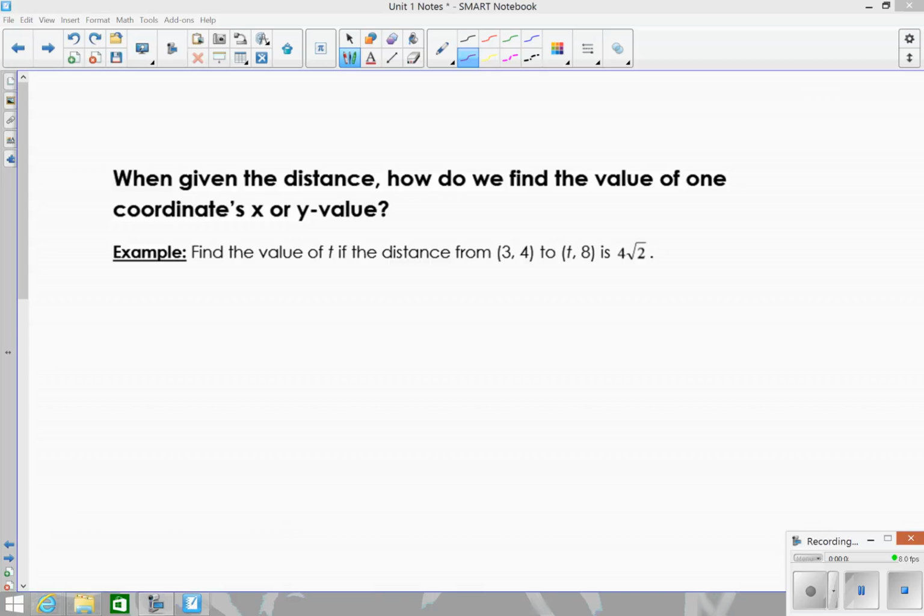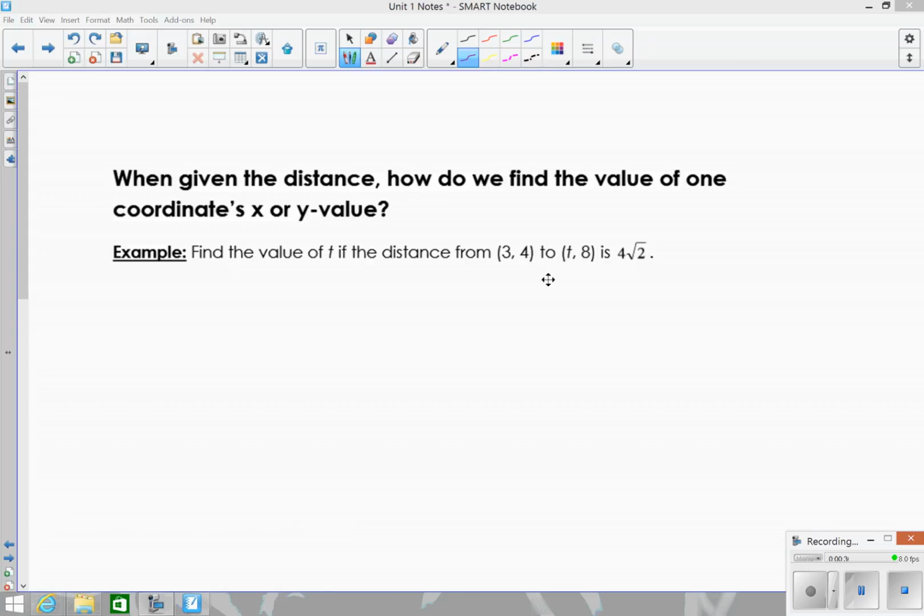In this example, instead of finding the distance of the segment, we're going to be given the distance, and then we're going to look at how we can find the value of the x or y value in the coordinate. So if you look at the first example, it says find the value of t if the distance from (3, 4) to (t, 8) is 4 radical 2.